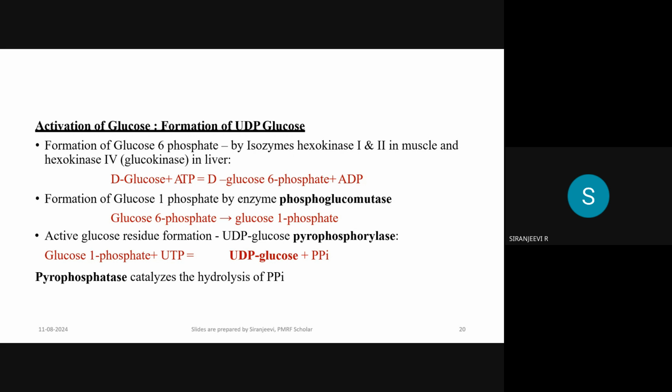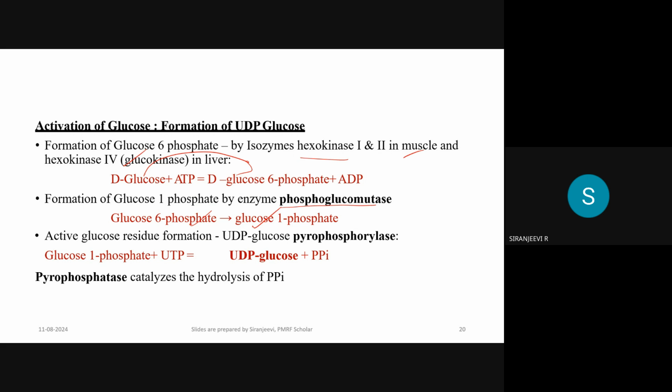I already told you, whenever we are taking more glucose into the body, the first step is always to convert the glucose into glucose 6-phosphate by the enzyme hexokinase 1 and 2 in the muscle, or hexokinase 4, which is called glucokinase, in the liver. Then the second enzyme, phosphoglucomutase, converts glucose 6-phosphate into glucose 1-phosphate.